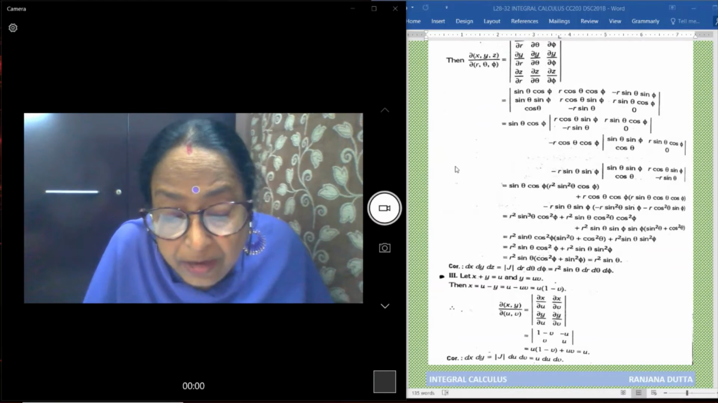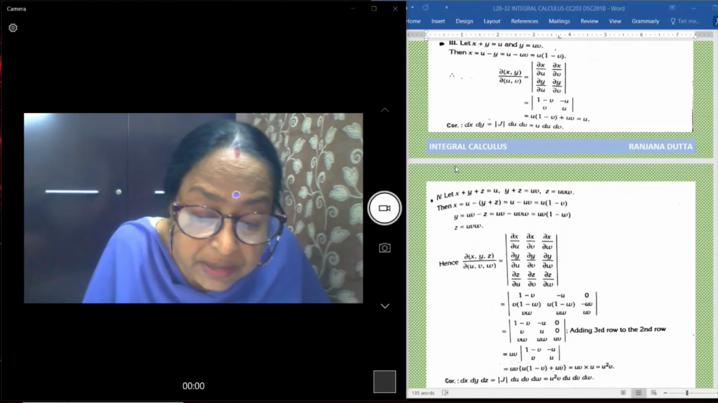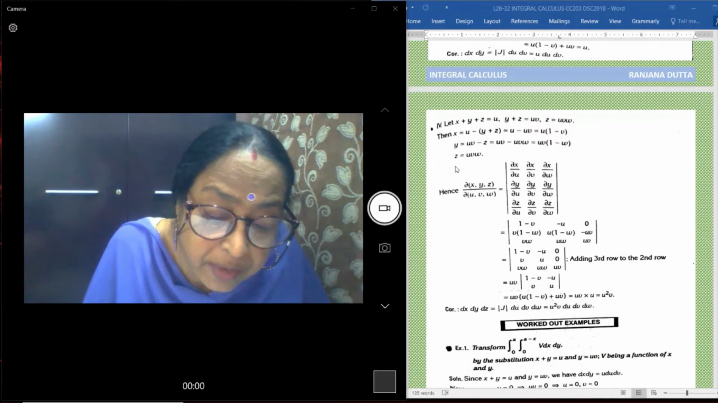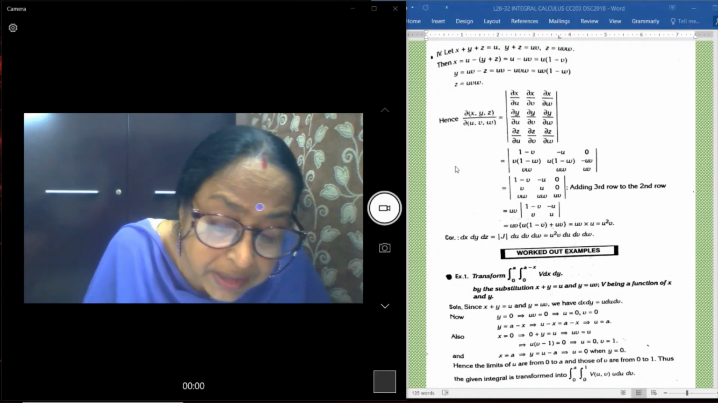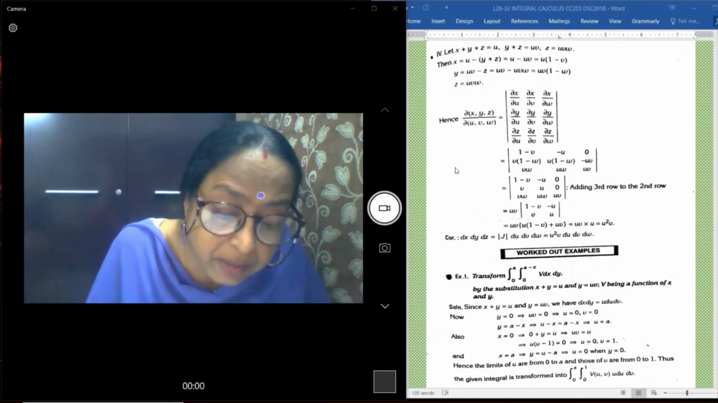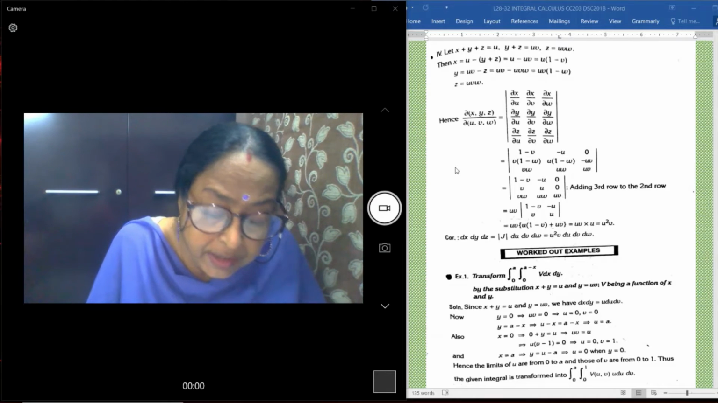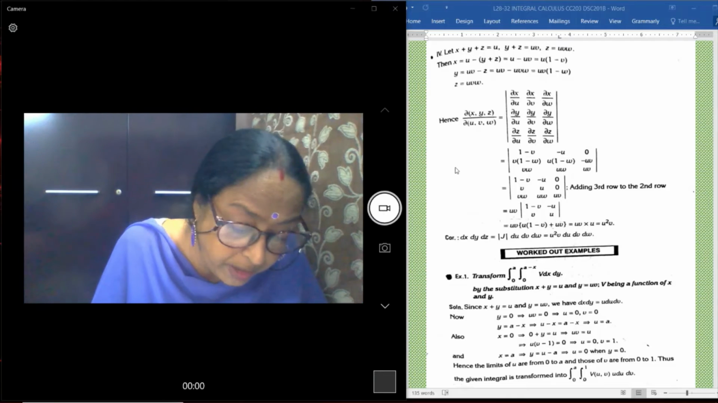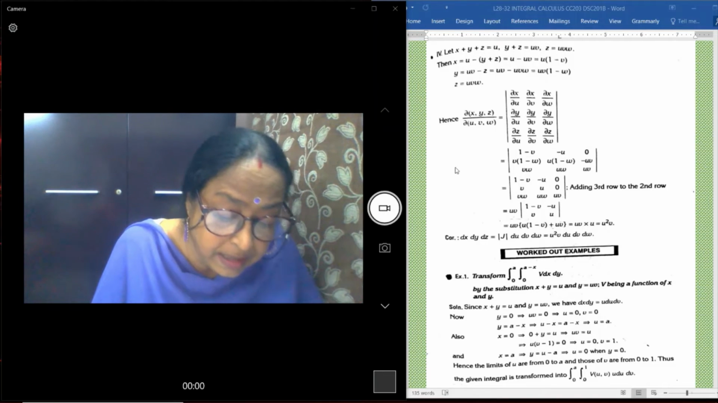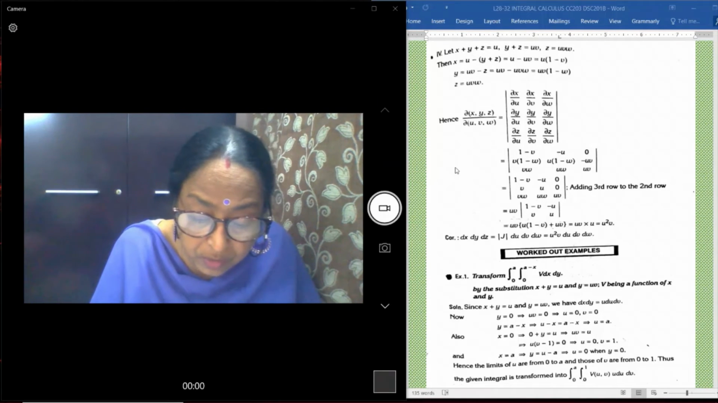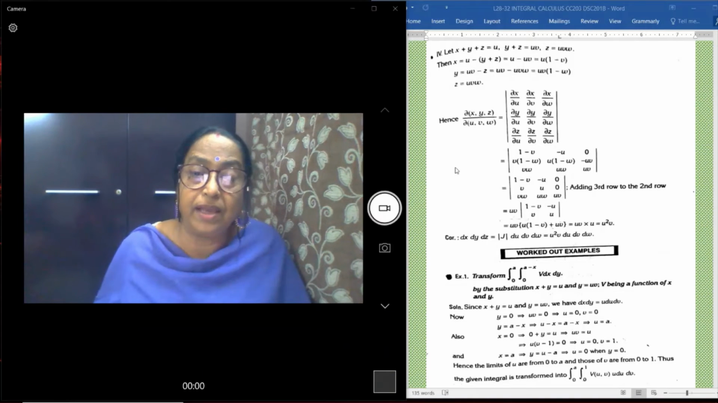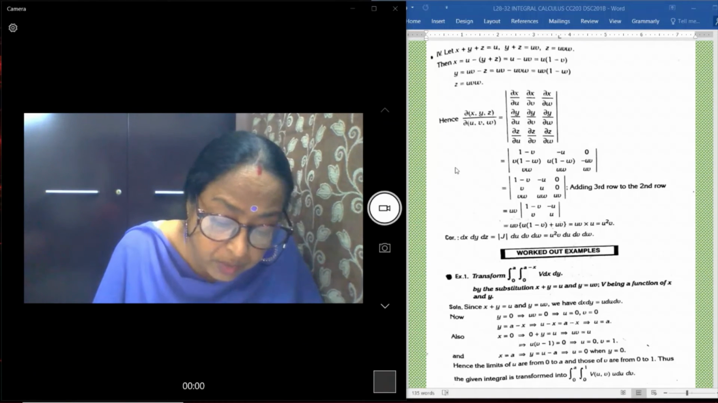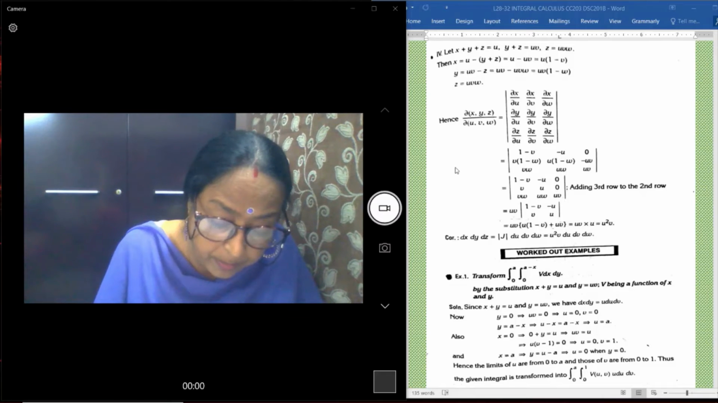Similarly, if x plus y plus z is equal to u, y plus z is equal to uv, and z is equal to uvw, in a similar way you can find the value of the Jacobian, and in this case it is u squared v. So dx dy dz can be written as u squared v du dv dw.